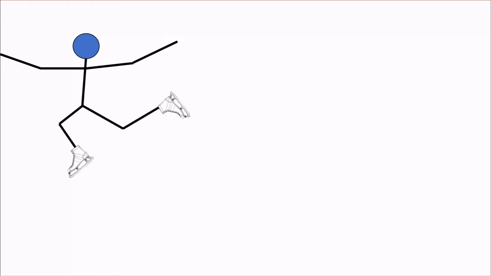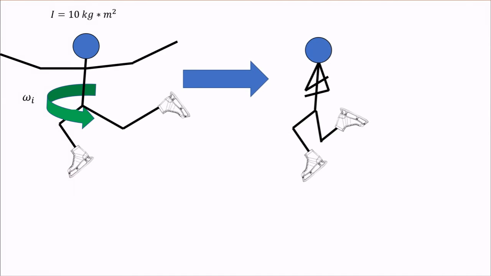Let's consider another example. Figure skaters use conservation of angular momentum all the time. A figure skater starts off in this position, with her arms and a leg spread out. In this position, her rotational inertia is 10 kilogram meters squared, and her angular velocity is omega I, where I stands for initial. She then tucks her arms and legs in close to her body.